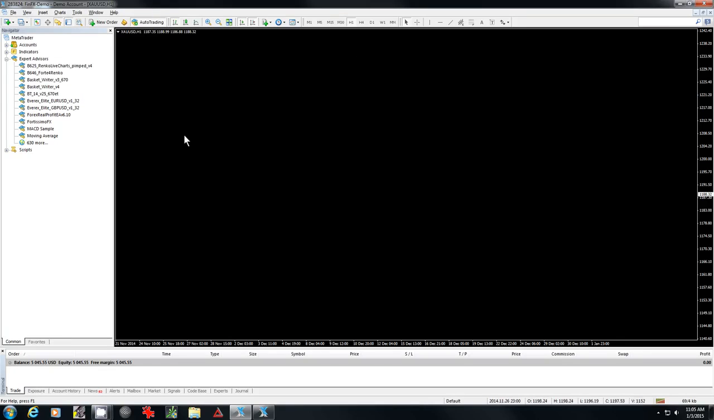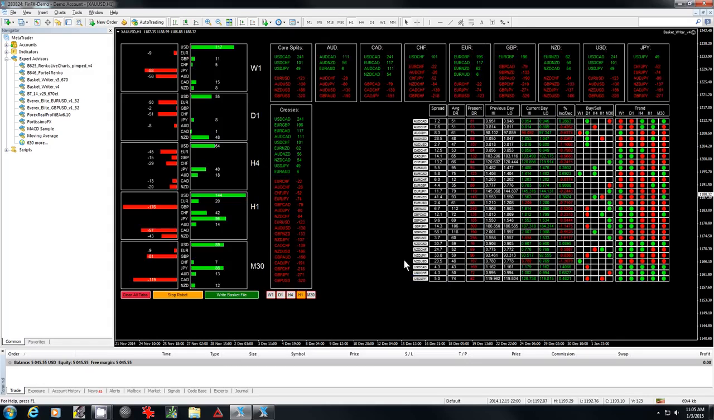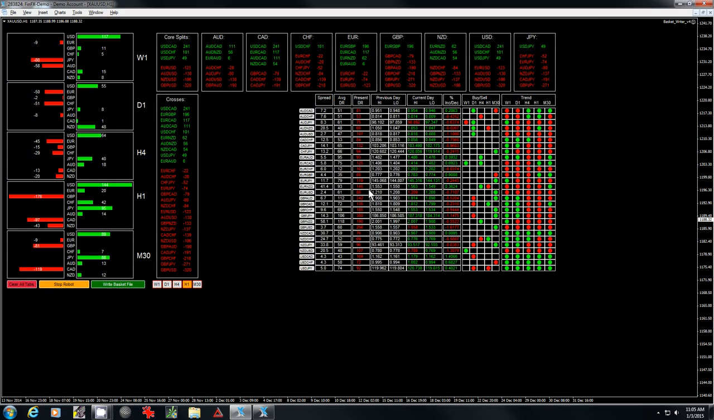So the first thing we want to do is load our basket writer onto our chart. Just hit OK. We'll use the defaults for now. And it comes up OK. Basically, I'm interested in the 1 hour time frame, which is usually what I basket trade. The other ones you can glance back at and see how the same pairs, or the same currencies, their strengths compare to the 1 hour.